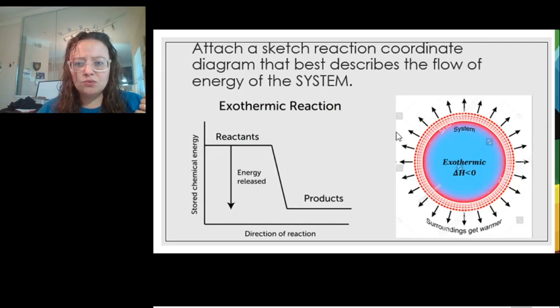So our steel wool is here. It's got all this oxygen around it, and it starts binding with the oxygen, and it starts releasing all its energy. Our steel wool is releasing energy until we get these low energy rusty products. And because our system is releasing all of this energy, our surrounding is getting warmer because it's absorbing all of these high energy particles.